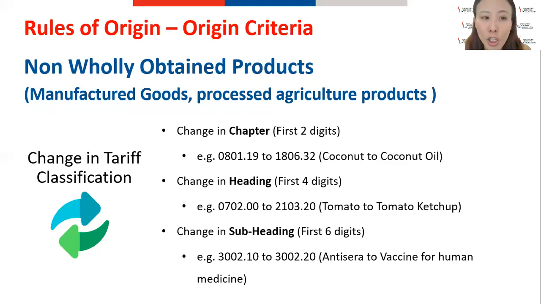Example, change in chapter, such as coconut, HS code 0801 in Chapter 8, changed to coconut oil with HS code 1806 within Chapter 18. Change in heading, example, tomato with an HS code of 0702 to tomato ketchup, HS code of 2103. And lastly, change in subheading, an example I quoted here was antisera with HS code 300210 to vaccine for human medicine 300220.